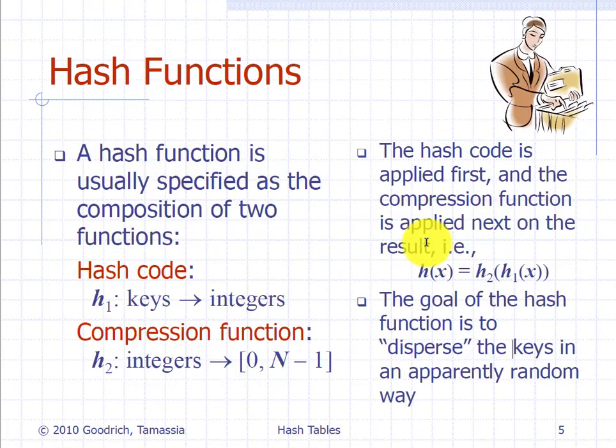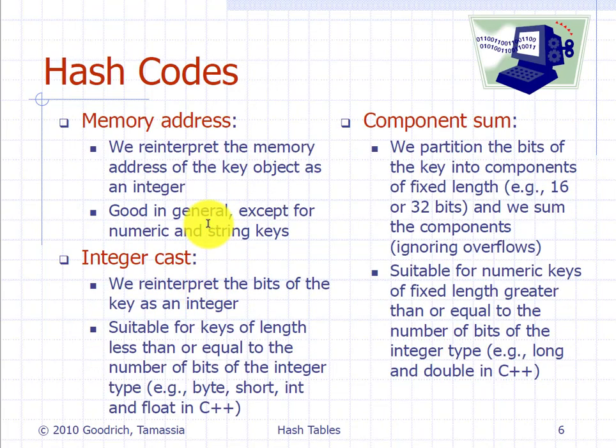So let's look at the different hash codes. We're looking at this first, and then we'll look at compression functions. So let's start with the hash codes. Well, there are many ways of doing this. Okay, remember what a hash code does. It maps the key to an integer. So there are lots of ways of doing this. I'll just brush over them. You'll find many more online, even in the textbook.